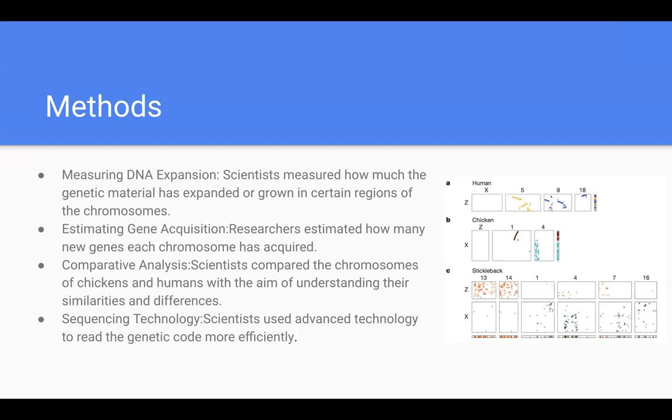And sequencing technology. Scientists use advanced technology to read the genetic code more efficiently. This is like using a faster and more accurate method to create a script of a play. These experiments were like reading a genetic script of chickens and humans, comparing the stories, in this case the chromosomes, to see how they have evolved, measuring expansions, and identifying when new characters, in this case the genes, were introduced over time. The goal was to understand how the genetic makeup of chickens and humans have evolved in a way that is similar or convergent.